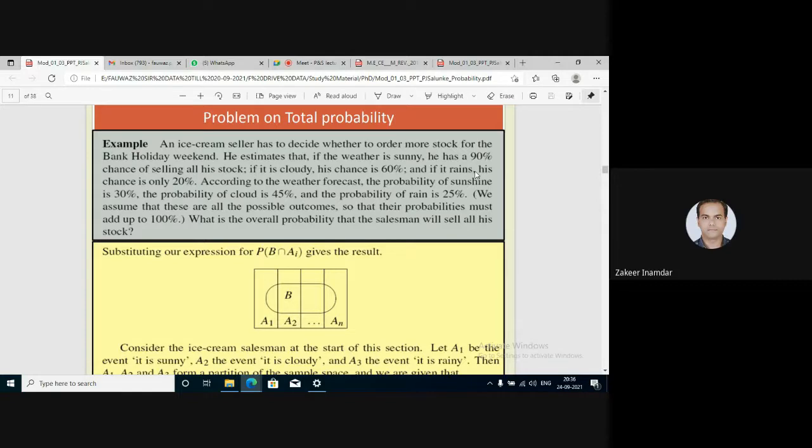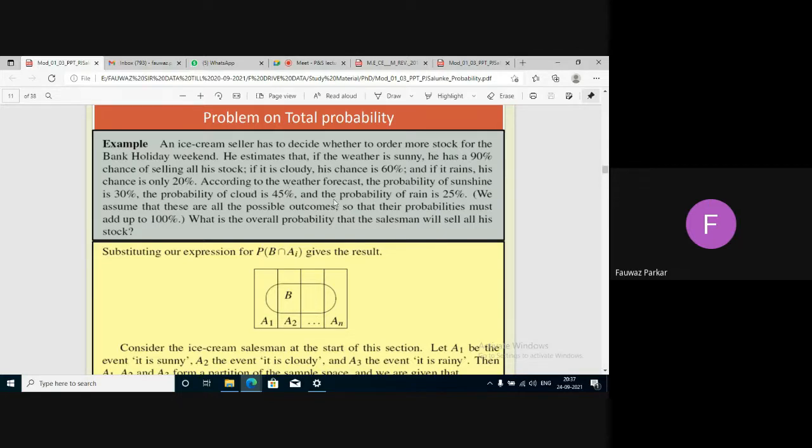Yes, sir. So, there is a 90% chance that he will sell all his stock. Fine. What is the second condition? According to the weather, if it is cloudy, his chance is 60%. And if it rains, there is still a 20% chance, because some people enjoy ice cream during rains also. But the chances are quite diminished.